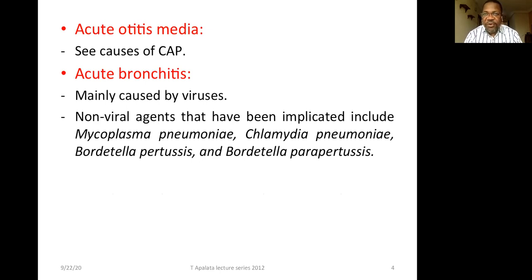Then we have acute bronchitis. Remember, when we discussed the lecture on viral respiratory tract infection, I said that acute bronchitis is mainly caused by viruses. The non-viral agents that have been implicated in acute bronchitis include Mycoplasma pneumoniae, Chlamydia pneumoniae, Bordetella pertussis, and Bordetella parapertussis. Those are the only bacteria that are able to cause acute bronchitis. But when you have a patient with acute bronchitis, it's mainly a viral condition.